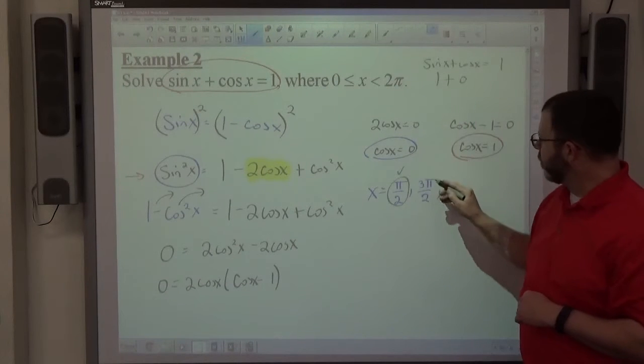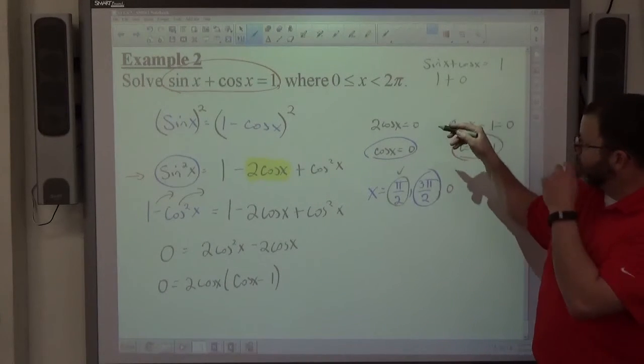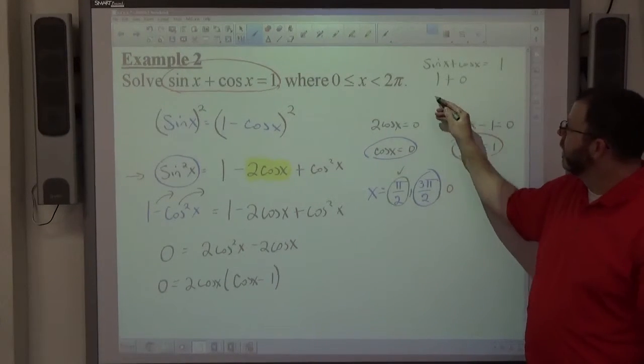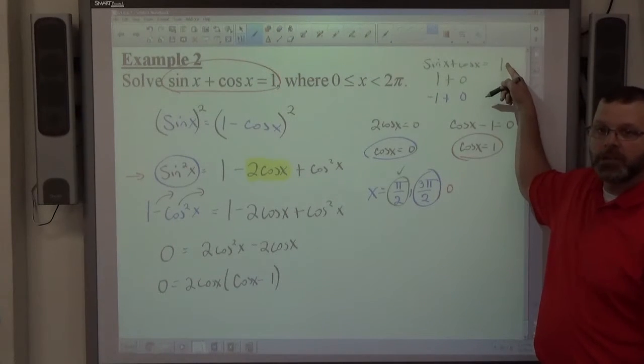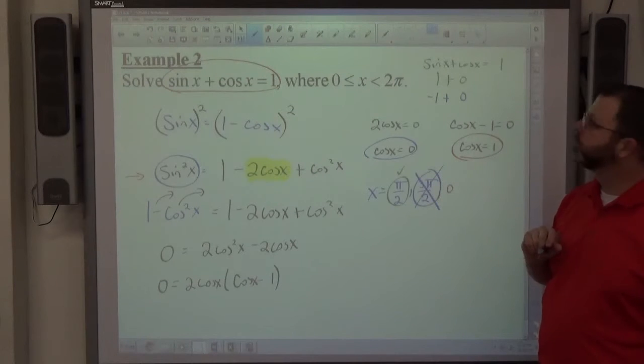Okay, if we try the next one, 3 pi over 2. Sine of 3 pi over 2 is? That's straight down. Negative 1. Cosine of 3 pi over 2? 0. Negative 1 plus 0 does not equal positive 1, right? So we throw that one out.